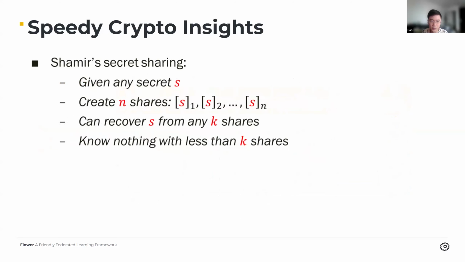So here we use an algorithm called Shamir's secret sharing. Given any secret S, which is normally just bytes, we can create n shares, and n can be anything you like. You can also configure this algorithm so that any party is allowed to accurately reconstruct the secret S from any K shares, but will know nothing about the secret S with fewer than K shares.